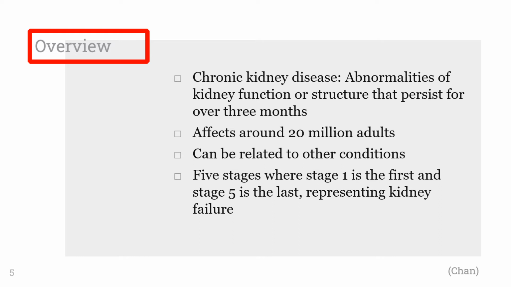The progression of chronic kidney disease is divided into 5 stages. Stage 1 is the first stage, and Stage 5 is the last. Stage 5 represents kidney failure, and at that point, the person's only treatment option is typically to receive a kidney transplant.